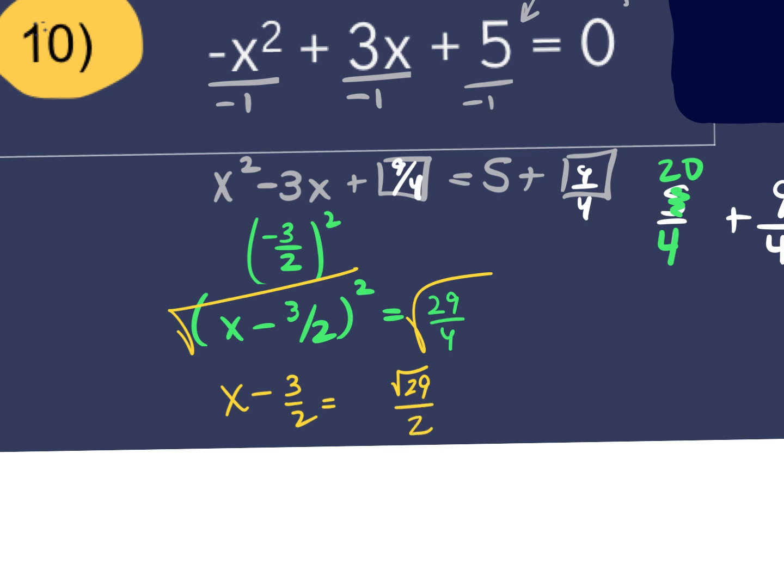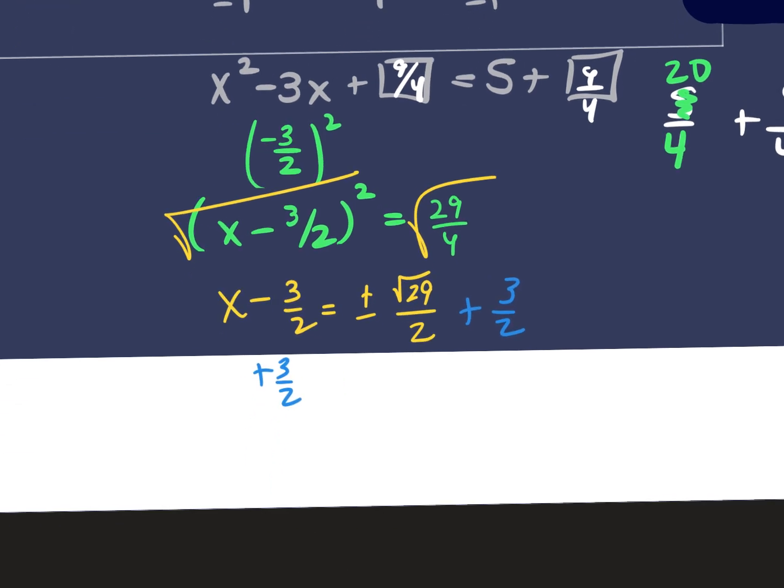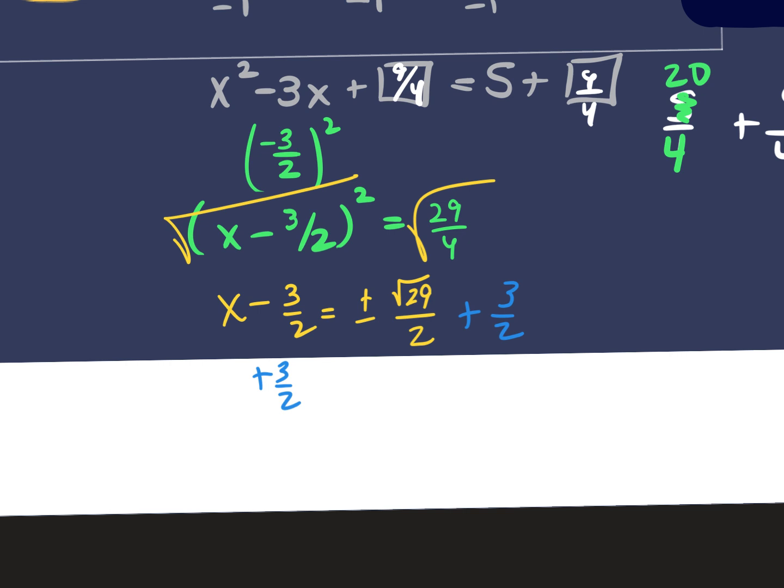I agree. What's one thing we're missing? Perfect. 29 does not break down, but the square root of 4 does. So perfect. So now we're going to do what? Add 3 over 2. Perfect. So plus 3 over 2. 3 over 2 doesn't simplify. Nothing else simplifies. If you want to leave it right there, you're fine. I'm going to say 3 plus minus root 29 over 2.